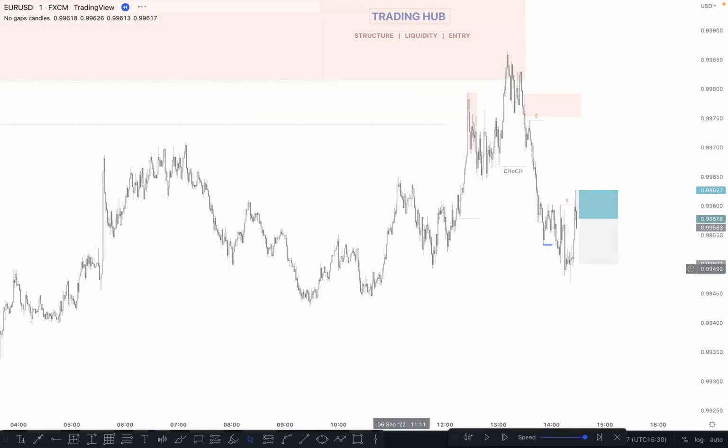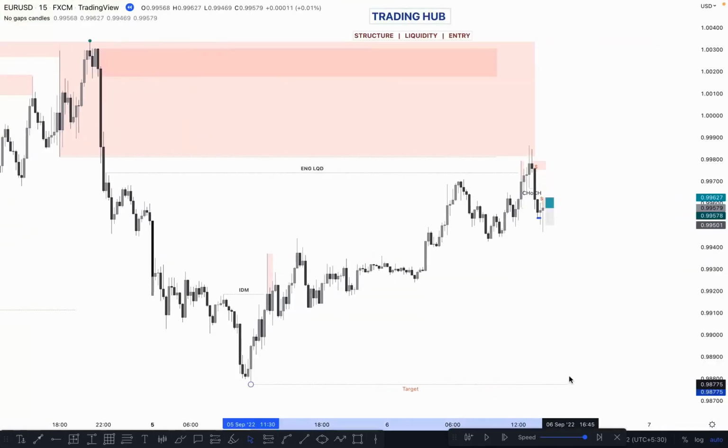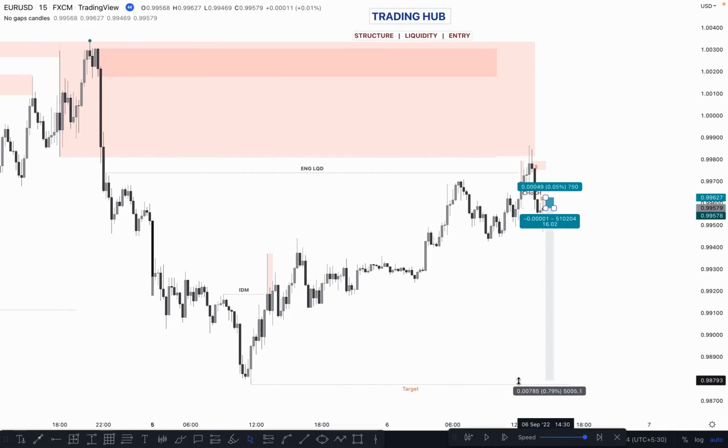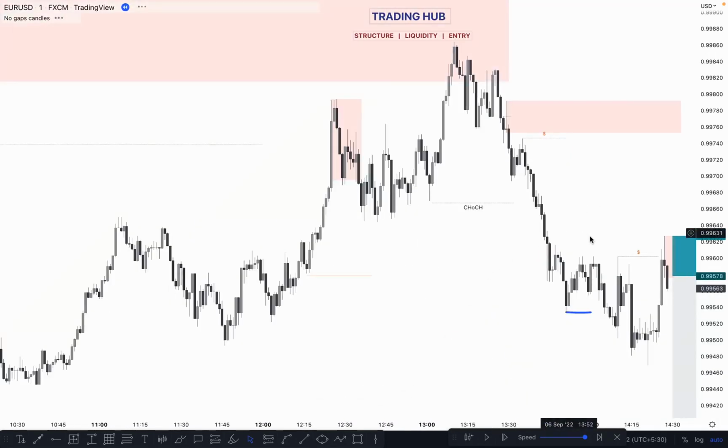Let's switch into the 15-minute and see what happened next here. So this is our 15-minute target here, and this is almost a 16 RR trade, right? Now let's go back into the 1-minute chart.